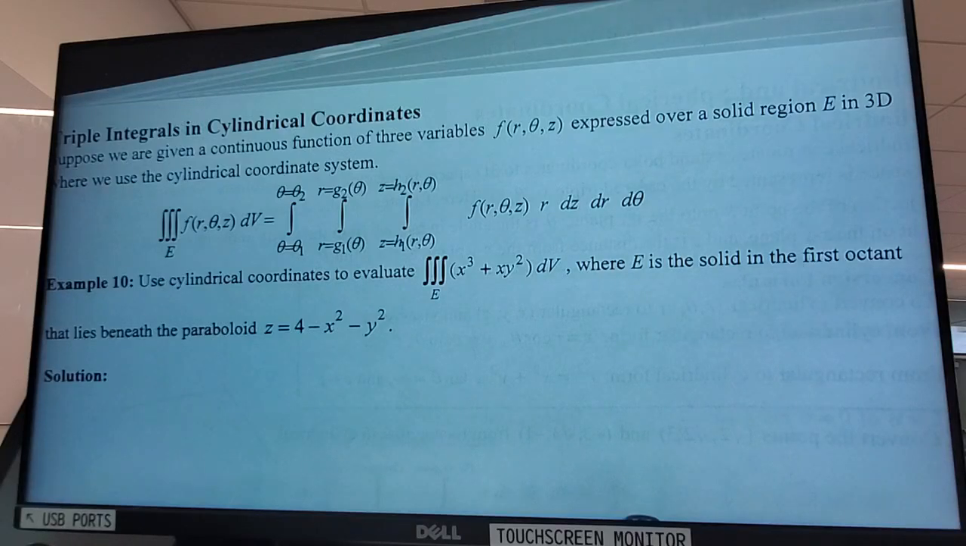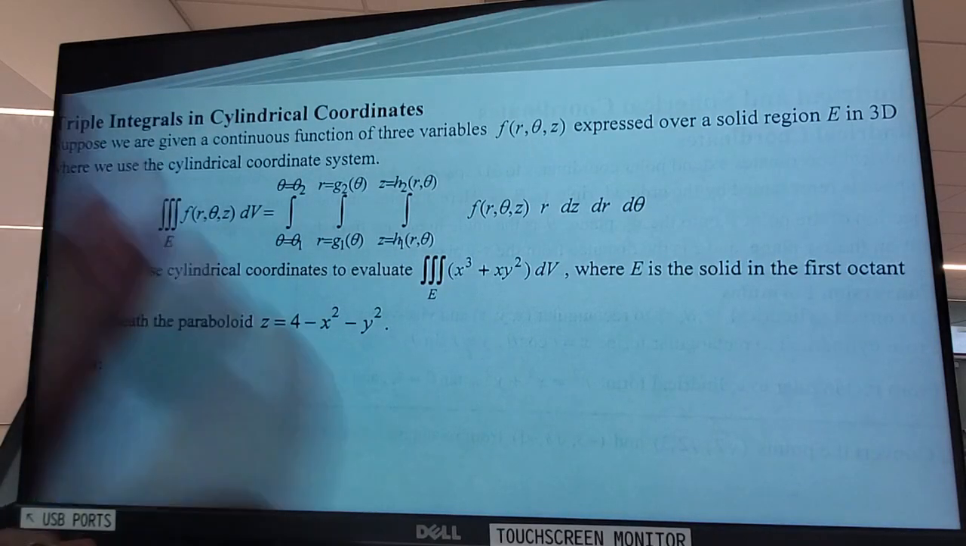And then you have theta going from something to something, r going from something to something, and z going from something to something. If I tell you it's cylindrical, most of the time I'm going to try to keep z going along the z-axis, but you could get some problems like number 6 where it goes along the x-axis instead. But it's really nothing new. This is something we could have done before we even learned about cylindrical coordinates.